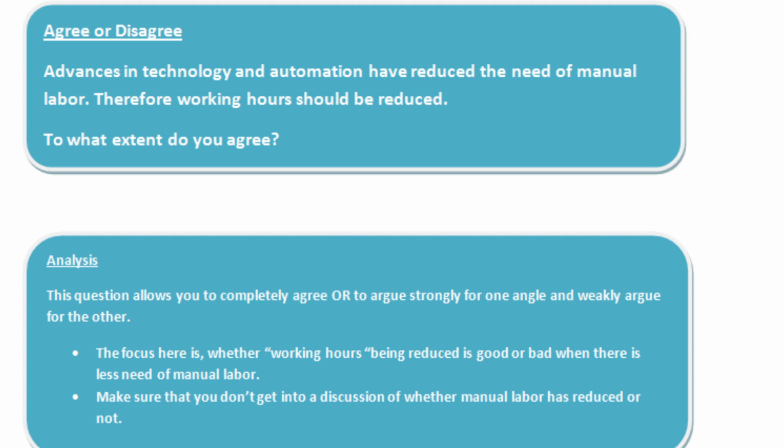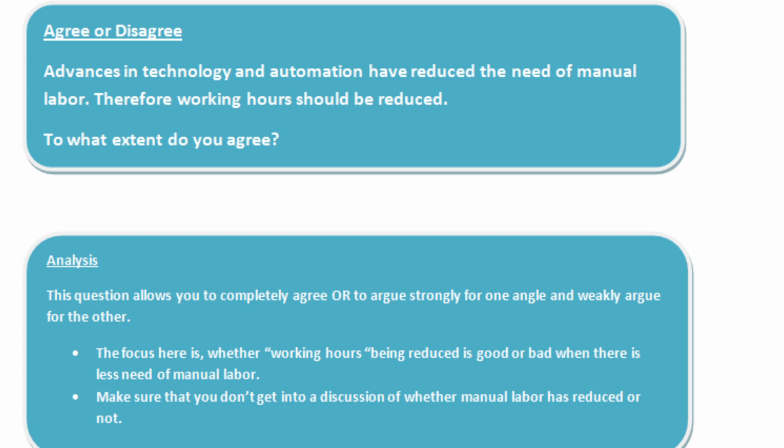If you completely agree with this, then the need for manual work is reduced, and similarly the working hours should be reduced. That is how you can completely agree with the question. You can do either one of two. Okay, so let's see the analysis of this question. This question allows you to completely agree, argue strongly for one angle, and weakly argue for the other. Alright? So the focus here is whether working hours being reduced is good or bad when there is less need of manual labor. Okay. So the main focus is on the working hours, not whether manual labor is needed or not.